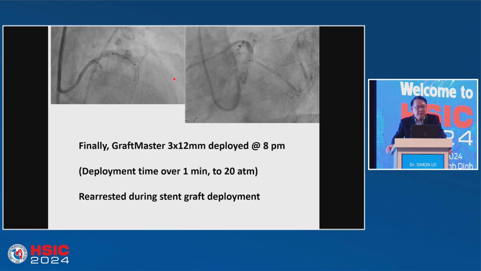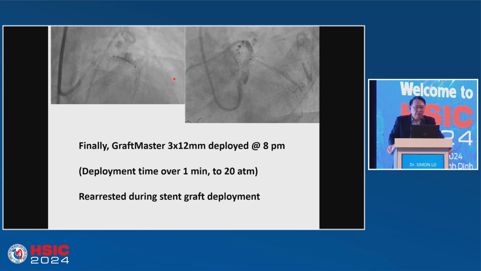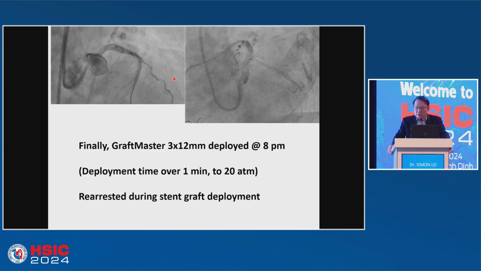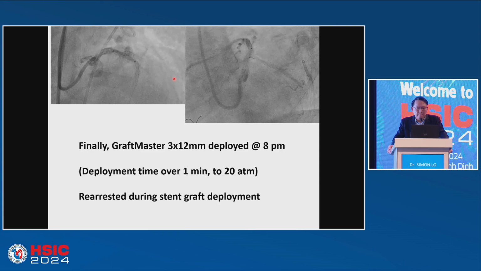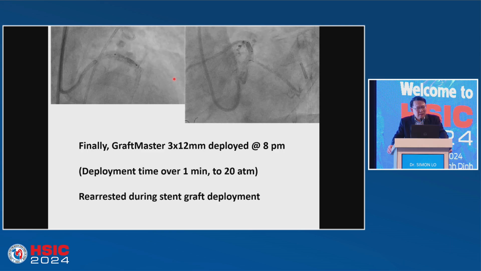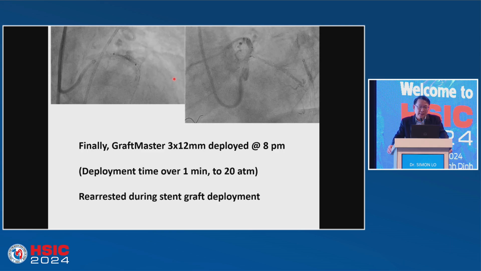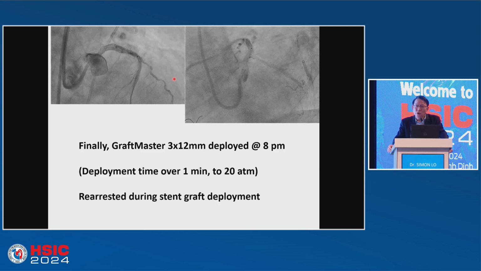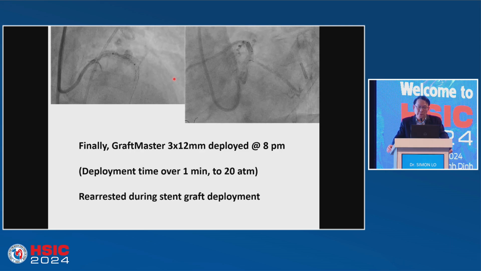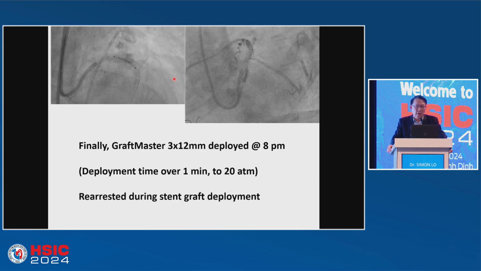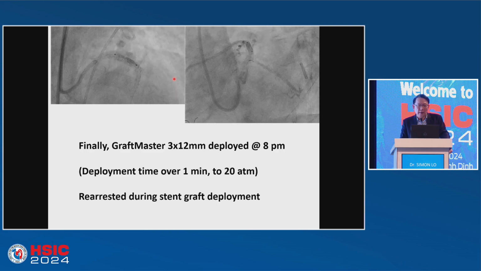Okay, finally, the Graftmaster 3.12 managed to cross, and I deployed at 8 p.m. And this Graftmaster is really an awful stent. Okay, it took a long time to deploy the stent. In fact, it took over 1 minute for the stent to expand, and eventually I managed to bring it up to 20 atmospheres in the proximal LAD.